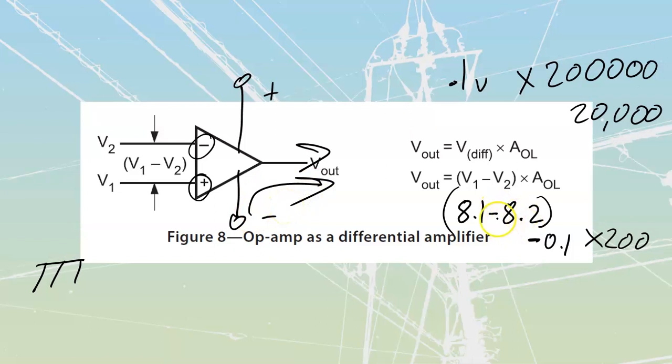Whereas if they were reversed, my voltmeter 1 was 8.2 and my voltmeter 2 was 8.1, we would get out a positive 0.1, which would mean that it would go to this one. So what we can really do is use it to get a signal that's going to be associated with voltage values.